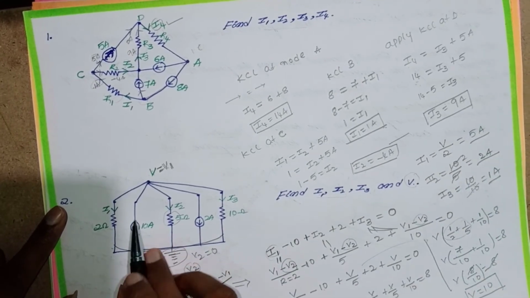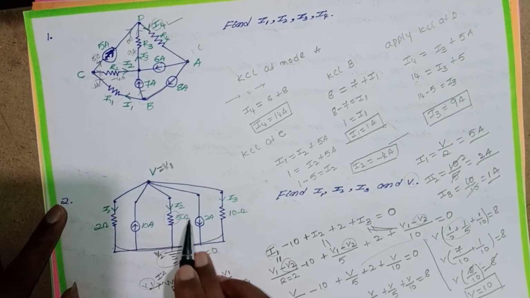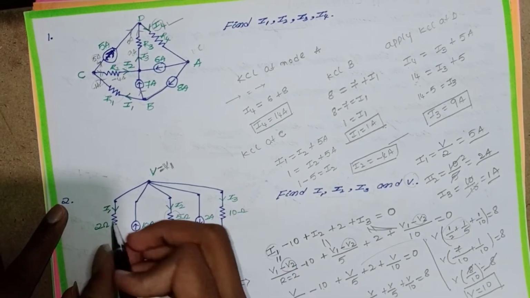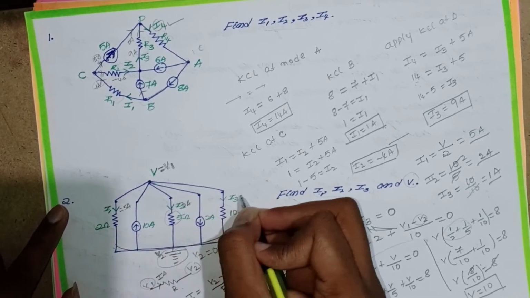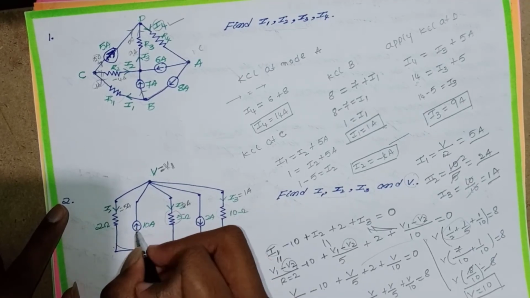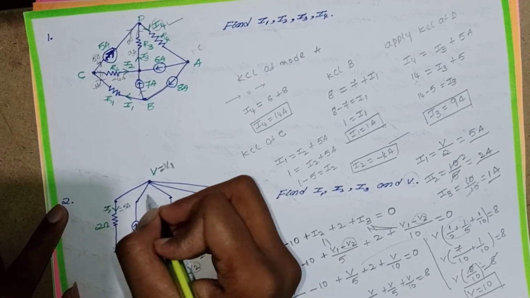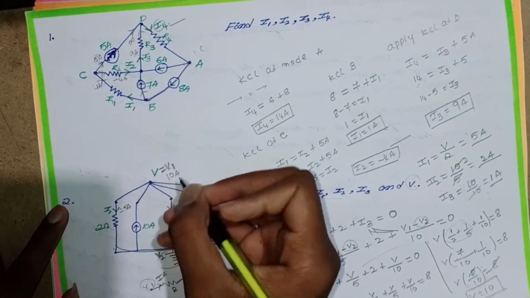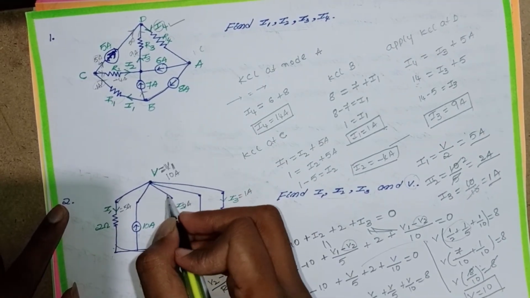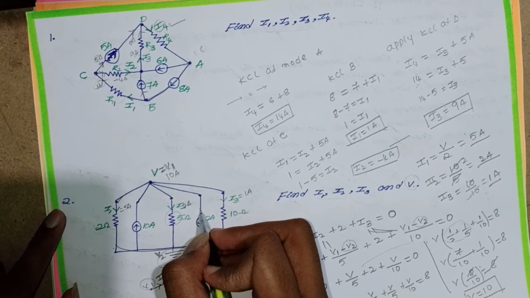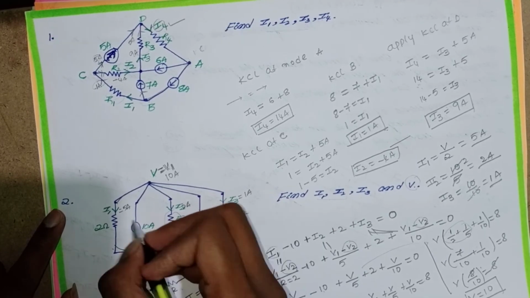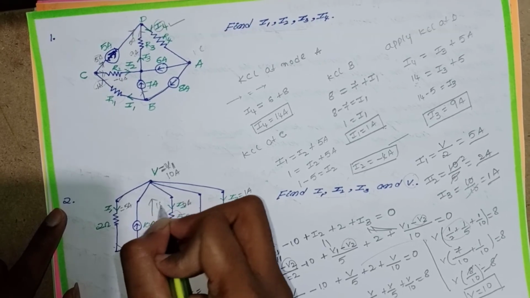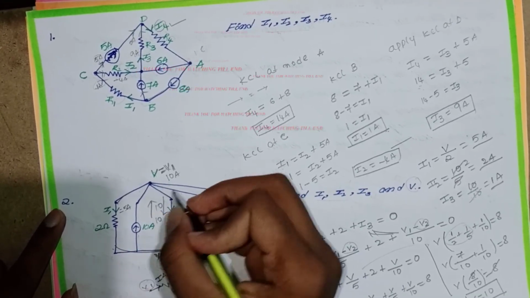This is also checked. This is 10 ampere. Leaving: I1 is equal to 5 ampere, I2 is equal to 2 ampere, I3 is 1 ampere. 5 plus 2 is 7, 7 plus 2 is 9, 9 plus 1 is 10. So we prove that the current entering the node is 10 ampere and leaving the node is 10 ampere. So this problem is true. Thank you for watching.